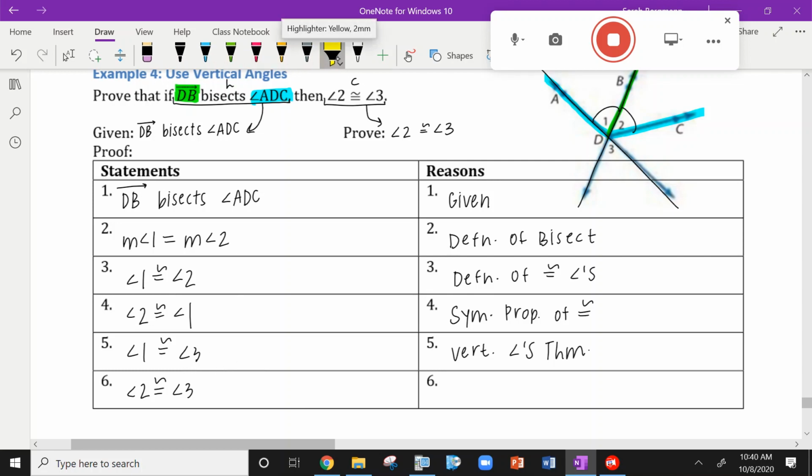Now let's see if I can figure out how I'm going to get my conclusion. I see that angle 2 is congruent to angle 1, and angle 1 is congruent to angle 3. Remember earlier I was thinking I could probably use transitive property to show angle 2 is congruent to angle 3, and I was correct because angle 1 matches up in the middle here. So I can skip over angle 1 and just go directly from angle 2 to angle 3 by the transitive property of congruent angles.